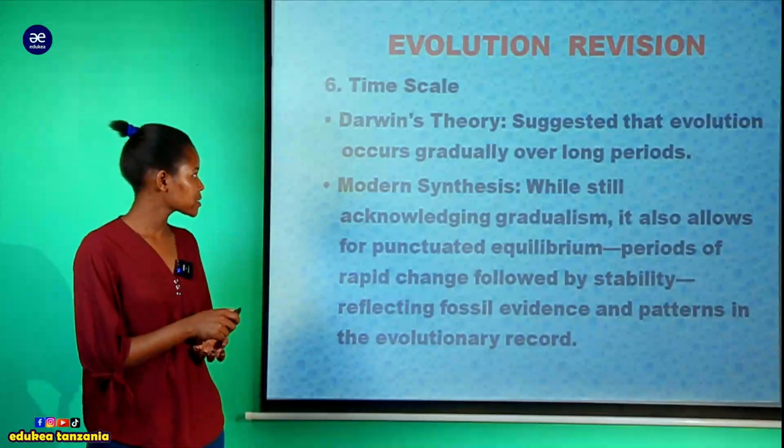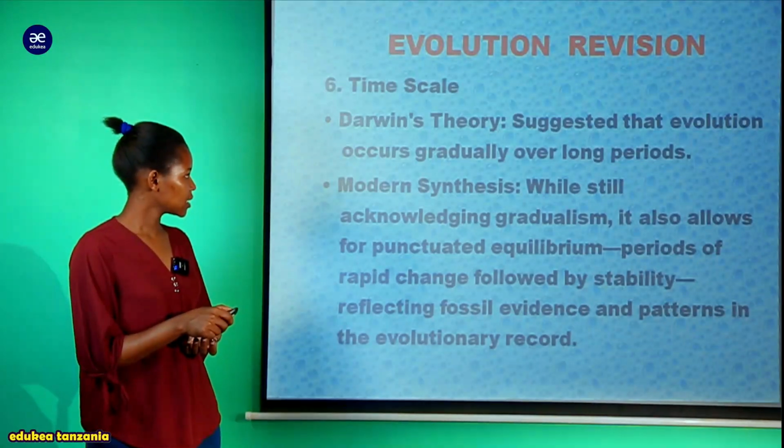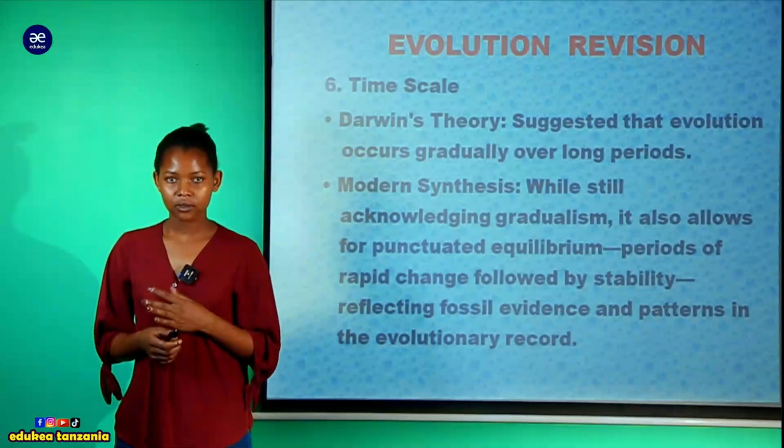Again, we can see the time scale. Darwin theory suggested that evolution occurs gradually over long periods. That is all about Darwin.